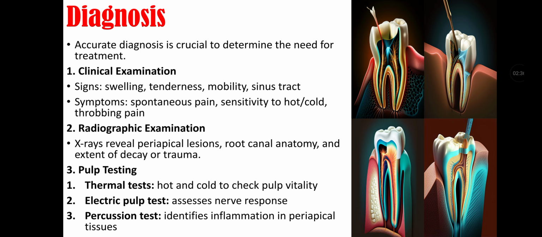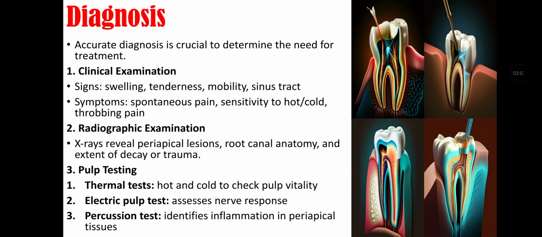Diagnosis in endodontics. Accurate diagnosis is crucial to determine the need for treatment. It is done in three steps: clinical examination, radiographic examination, and pulp testing. Clinical examination includes signs that may be swelling, tenderness, mobility, and sinus tract. Symptoms may be spontaneous pain, sensitivity to hot or cold, and throbbing pain. Then there is radiographic examination, in which X-ray reveals periapical lesions, root canal anatomy, and extent of decay or trauma.